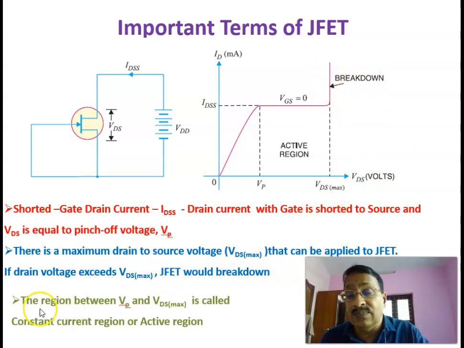The region between VP and VDS max is called the active region, also called the constant current region. This is the constant current region or active region, where the voltage VDS is in between the pinch off voltage as well as VDS max.